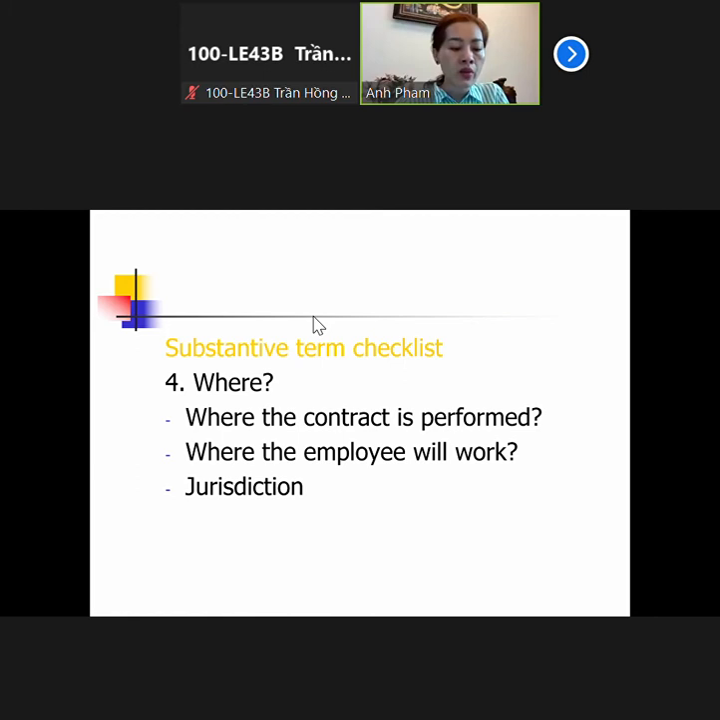So when the parties agree on the dispute settlement clause, especially in case they choose arbitration, they should choose which arbitration center, what kinds of rules that people use, the language, the number of arbitrators, and the location of a jurisdiction.